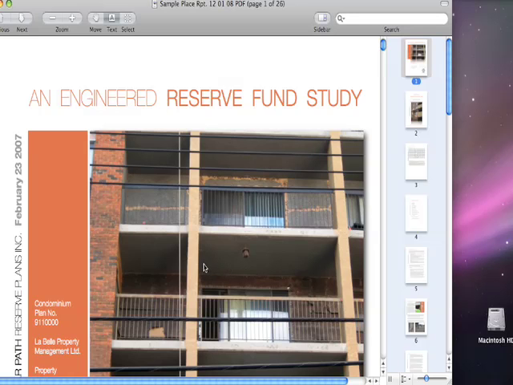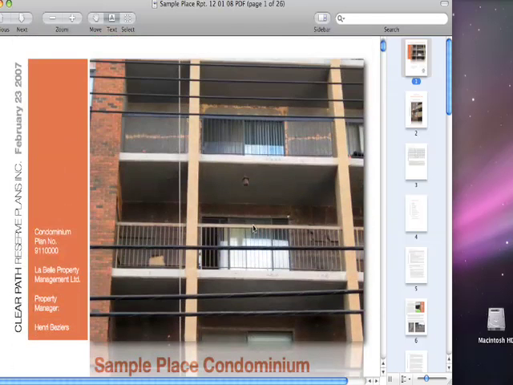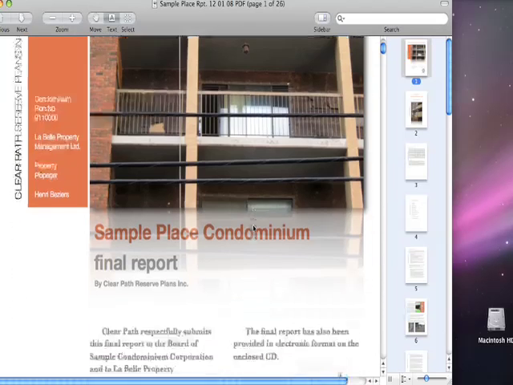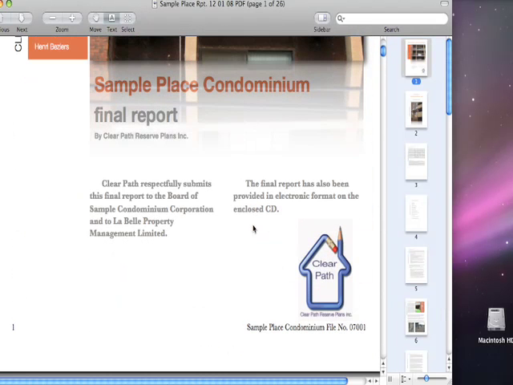And I'll take a few minutes here to walk you through a typical Engineered Reserve Fund study report. This is, of course, just the cover page which outlines and describes what the project is, where it is, who the study was for, and when.